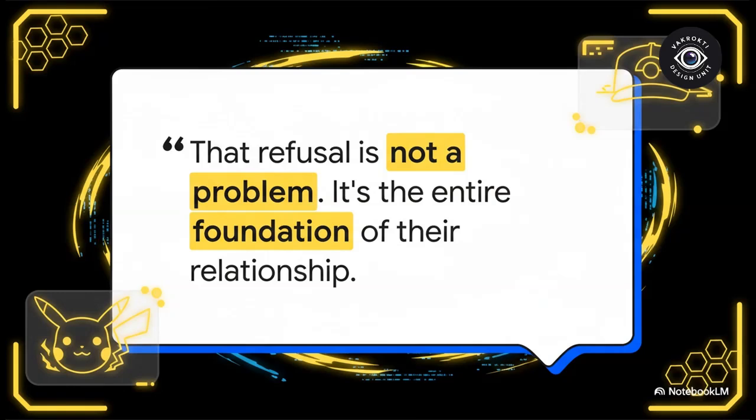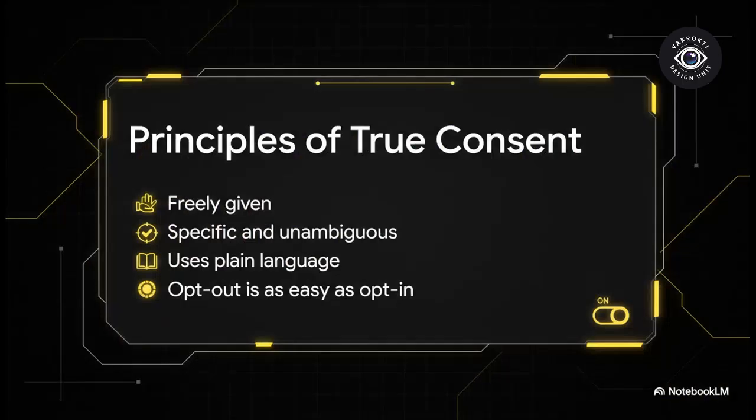And your research participants, they are exactly the same. Now, this isn't just some feel-good philosophy, it's a design principle. Your consent notice is not a legal hurdle you have to clear. It is your relationship contract. That means it has to be freely given. It has to be specific and unambiguous. You have to use plain language, not legalese. And for goodness sake, the opt-out button has to be just as big and easy to find as the opt-in. You're not trying to capture a user, you're trying to build a partnership.